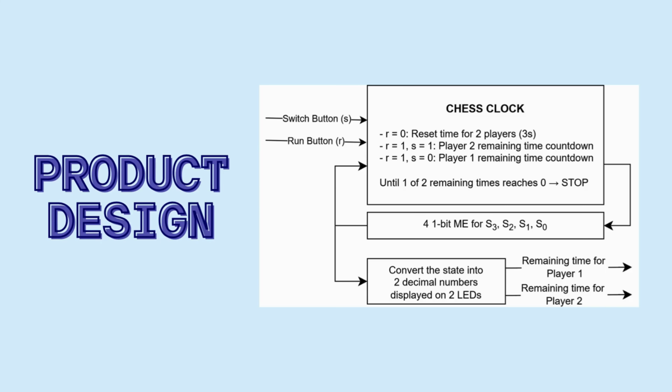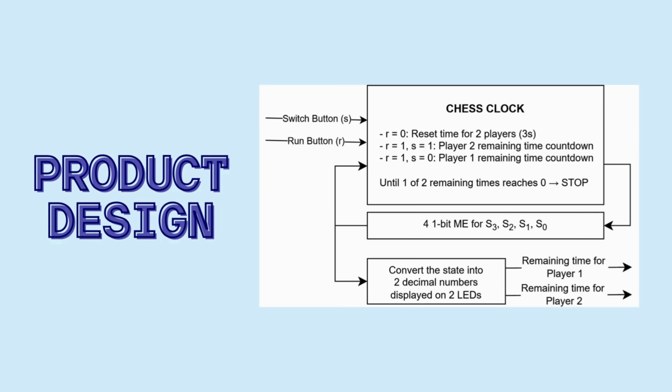About the product design, this chess clock has two inputs and two outputs. The two inputs are one run button and one switch button. The run button starts the countdown for the current player, while the switch button switches the active player, pausing the clock and starting the opponent's clock. There are two outputs, which are two LEDs to show the remaining time of the two players in decimal format.